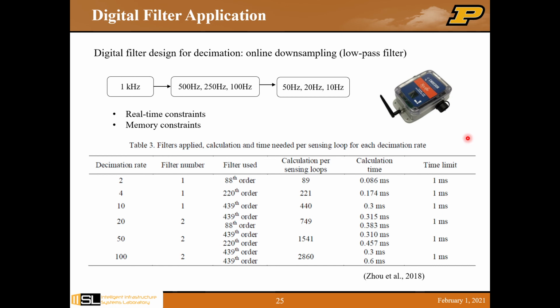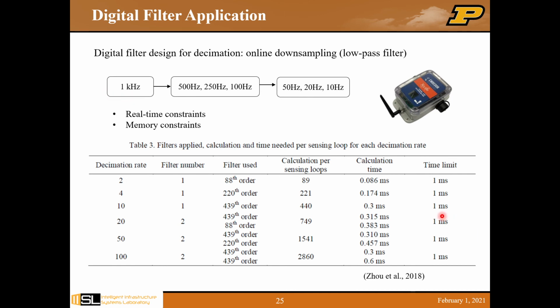Okay, so this is one of the tables that I found in one of the papers for the Xnode development. The left column shows the decimation rates, and it also shows the details about the filter order. As you can see here, the more decimation we have, the higher order filter we need, and the calculation time also increases. The good thing is that all of them are below 1 millisecond, which is the limited time interval for real-time implementation, corresponding to 1 kilohertz.